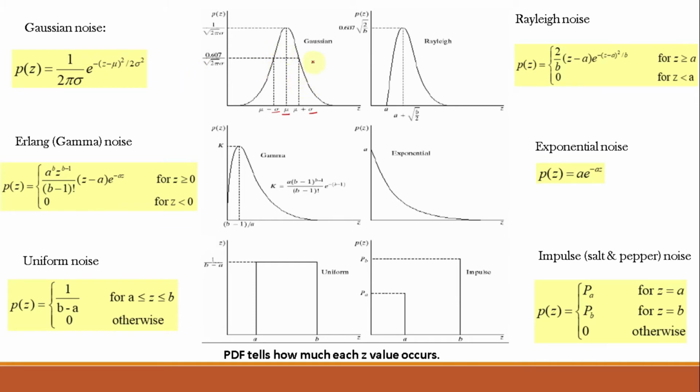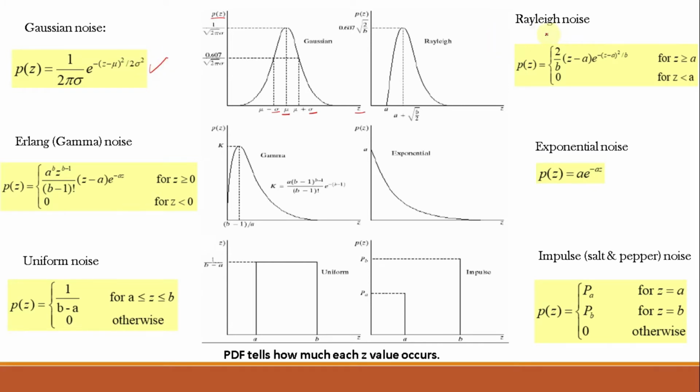The PDF of the Gaussian distribution is also known as the normal distribution, and Gaussian noise is a random noise that enters the system and affects both dark and light areas of the image. It is given by this equation where z represents the gray level in the image and p(z) is the PDF of this gray level, or the probability of occurrence of this gray level. Sigma is the standard deviation, mu is the mean, and sigma square is the variance.